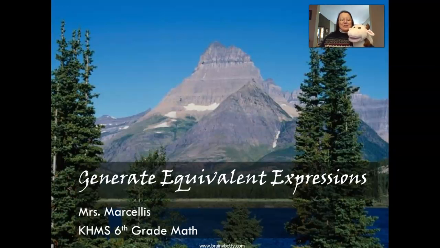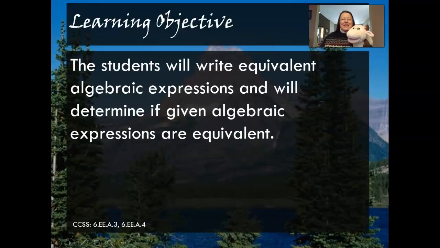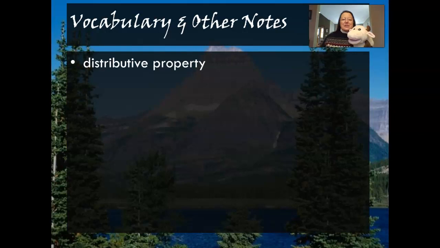Today we're going to learn to generate equivalent expressions. Today's learning objective is students will write equivalent algebraic expressions and will determine if given algebraic expressions are equivalent. Today's vocabulary word is distributive property.